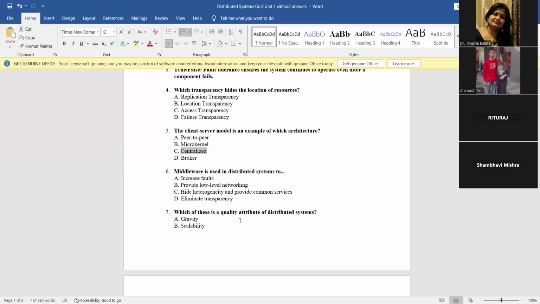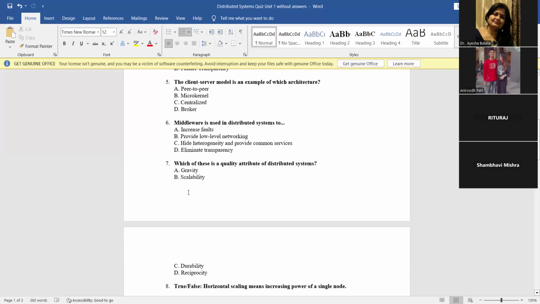I can see on the chat box, the answer is C. It hides heterogeneity and provides common services. So it is not there to increase faults, it is not to provide low level networking, and it is not to eliminate transparency. In fact, it is there to provide transparency between two applications in spite of connecting to each other. I always say that if you do not understand an answer, see all the options and think: this not okay, this not okay, this not okay. Then find out if this one is okay, somewhat, and then analyze it more and finalize the answer.